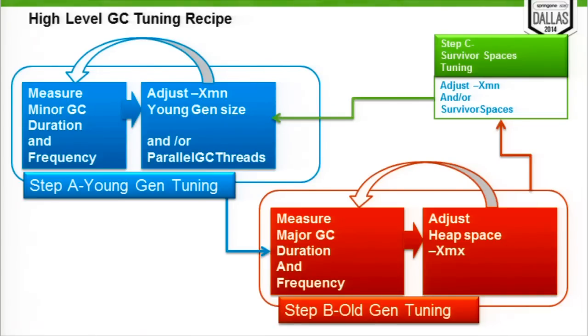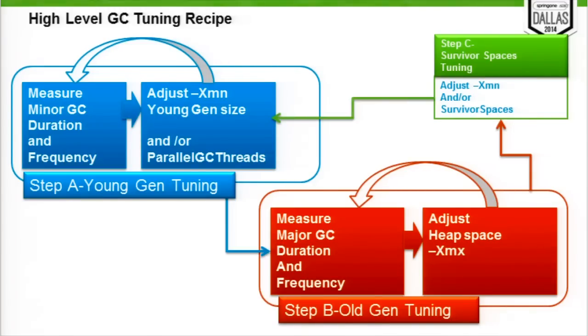So step one, or step A as I call it, like I said, measure the minor GC duration and frequency. Monitoring tools will give you this these days. And then adjust -Xmn and/or adjust parallel GC threads. I'll go through an exercise of adjusting -Xmn. -Xmn is young generation. That's all you can do, these two knobs. And then once you're done with that, you move on to old generation tuning. And all you can do there is adjust -Xmx. There's really nothing else you could do.